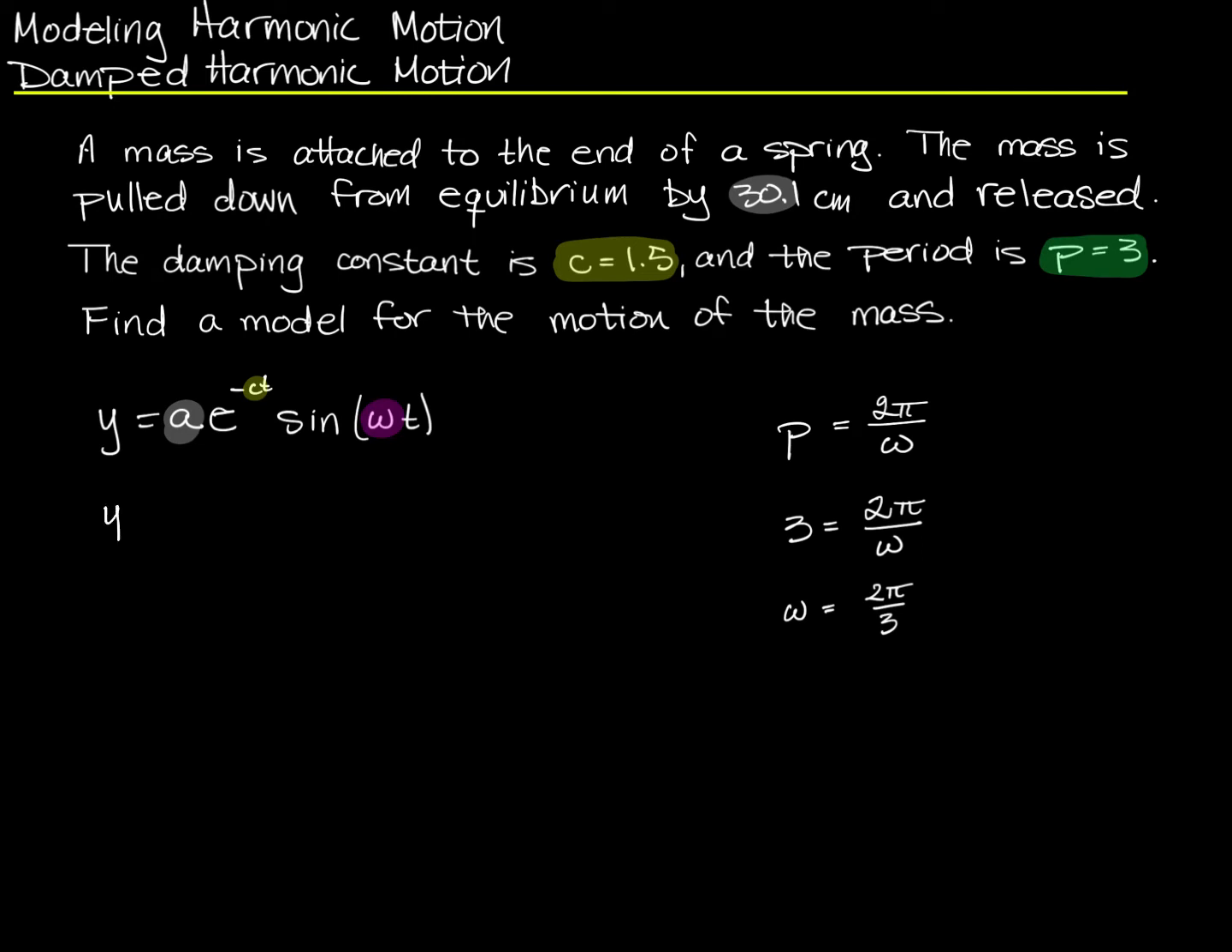So let's rewrite our equation. A is our amplitude, that's 30.1. E to the negative c, where c is our damping constant, given as 1.5, times t, times the sine of omega, which is 2 pi over 3, times t. Now there is an error in what I've just done here. When I wrote this out here, I wrote it with a sine, but it could be a cosine.